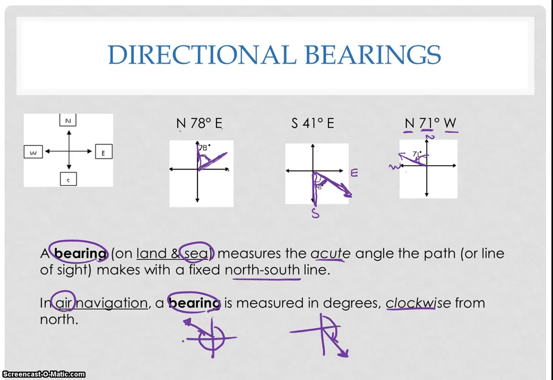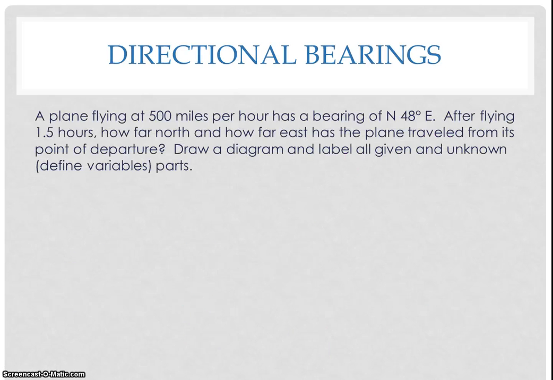Okay, let's do an example problem. In this problem, we have a plane flying at 500 miles an hour at a bearing of north 48 degrees east. So I know it's between north and east, so I know that this is north and this is east. So the angle, which is the bearing, is between north towards the direction I'm going, which is 48 degrees. And it's always starting from the north towards where you're going. So after flying 1.5 hours, how far north and how far east has the plane traveled from its original departure point? Draw a diagram and label all givens and unknowns.